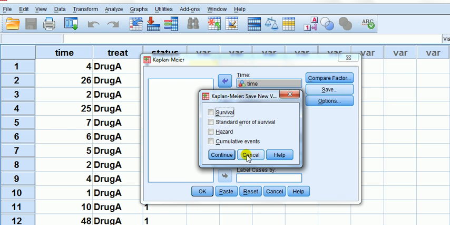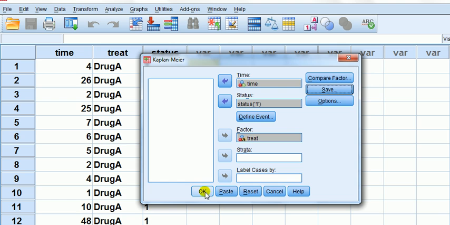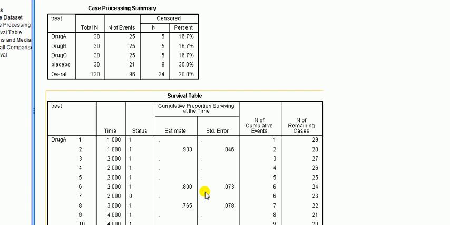Okay, well, you don't need to do that, and then we'll click OK. Right, let's see what we've got. We've got a number of tables. As usual with SPSS, it dumps out a whole load of stuff. First table, we've got a summary of the data.